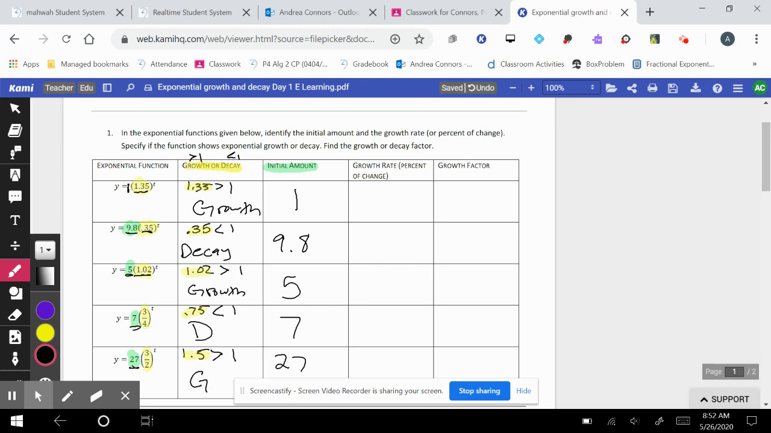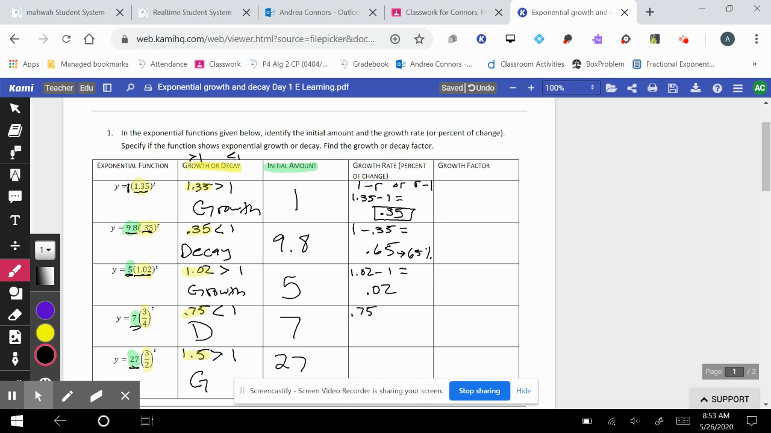Your growth rate, all you have to do is do r minus 1. So here I'm going to do 1.35 minus 1 to get 0.35. And in this case, I actually did 1 minus r. That's because your rate will never be negative. If it's negative, it would be a decay factor, and it would just say the decay rate of 35%. So in this case, I'm going to do 1 minus 0.35, which would be 0.65. And again, you can make this a percentage by moving the decimal 2 to the right. Over here, 1.02 minus 1, which would be 0.02.